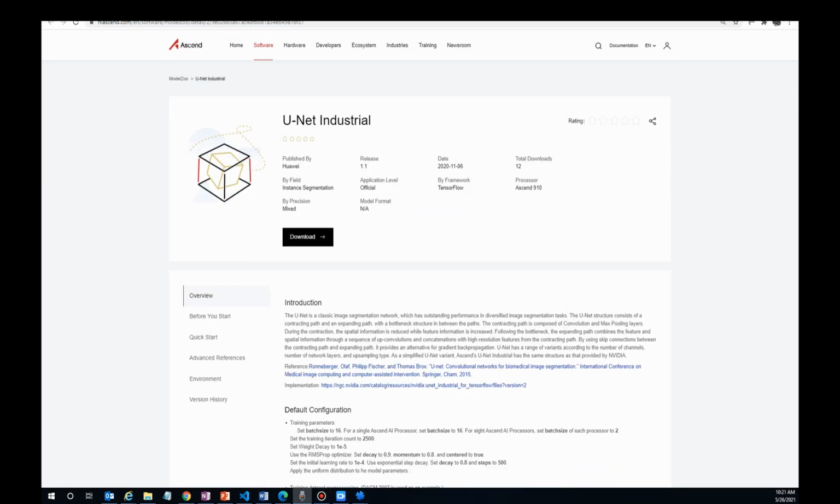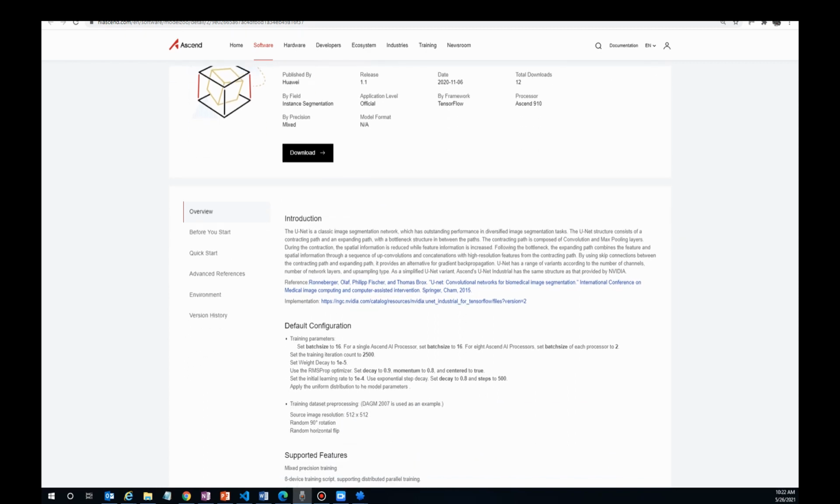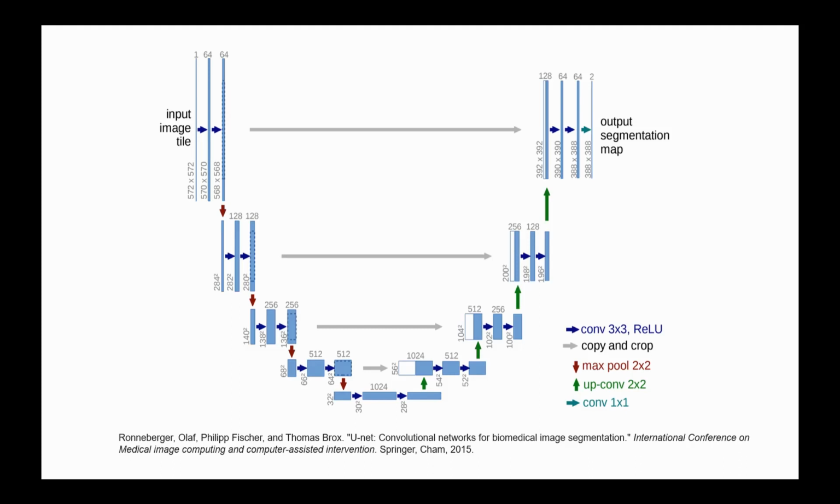The UNET, on the other hand, is a classic image segmentation network which has outstanding performance in diversified image segmentation tasks. It has been used extensively for medical and industrial applications. UNET forms a unique bottleneck structure with a shrinking part and an expanding part to downsample and subsequently upsample the inputs. The shrinking part is formed by convolution and pooling for downsampling, while the image is reconstructed by the expanding part of convolution and upsampling.